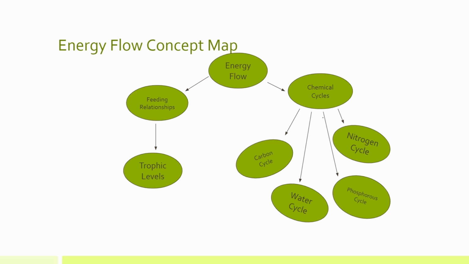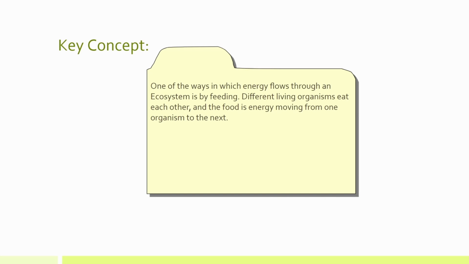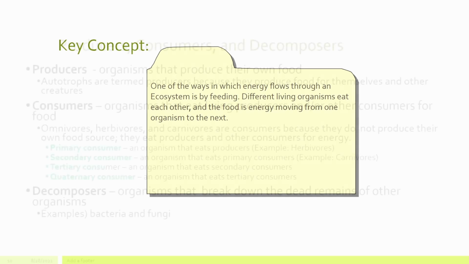And one of the ways we do that is by looking at feeding relationships and corresponding trophic levels. One of the ways in which energy flows through an ecosystem is by feeding. Different living organisms eat each other, and the food is energy moving from one organism to the next.